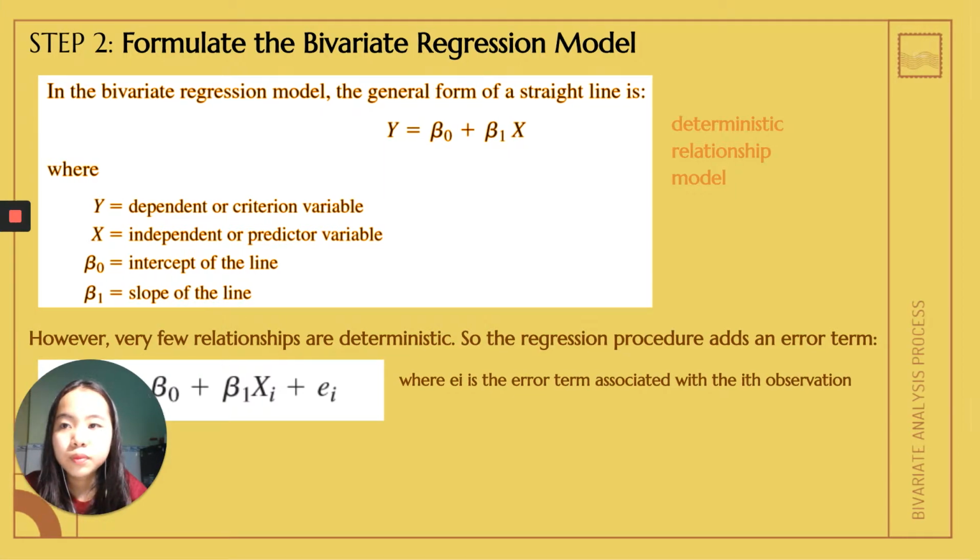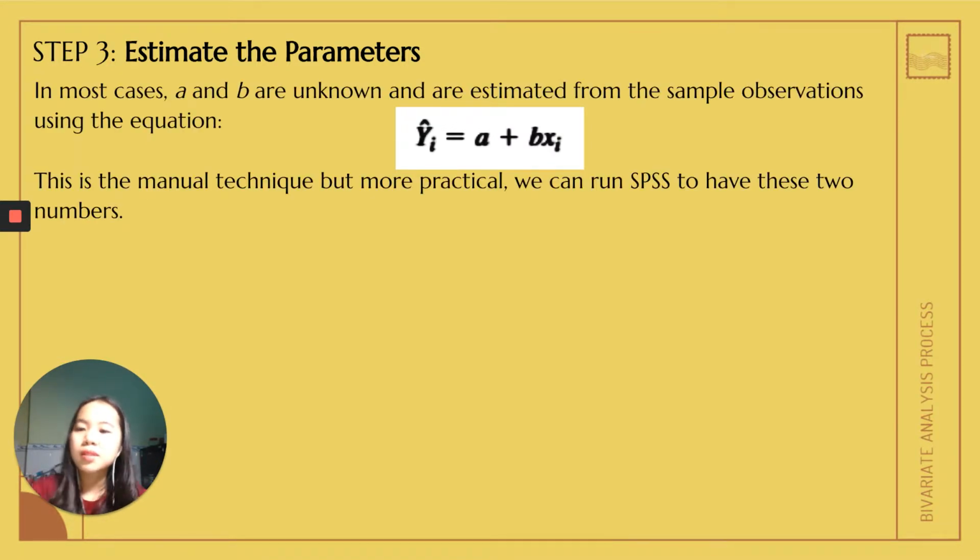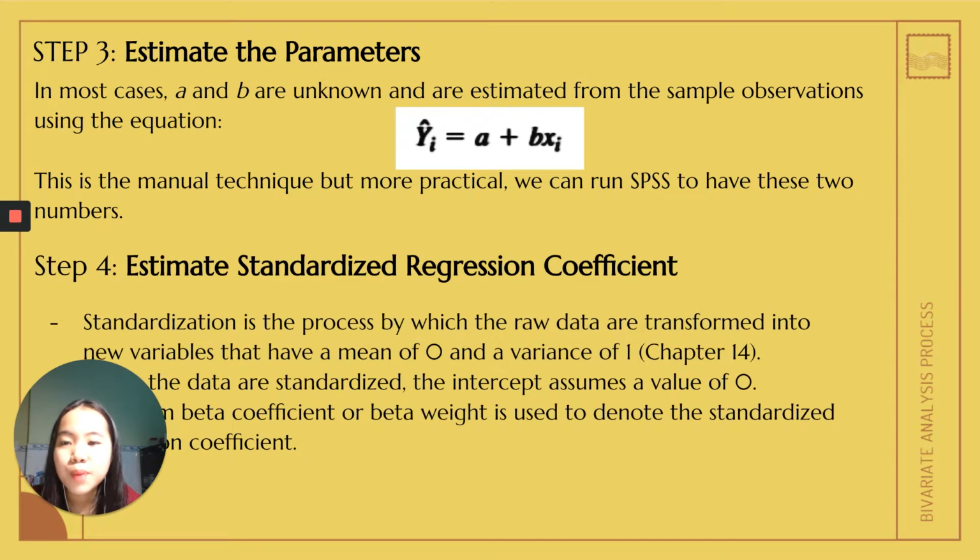Next is step 3, estimate the parameters. In most cases, the slope and the intercept are unknown and are estimated from the sample observations using the equation over here, y_i hat equals a plus b x_i. This is the manual technique, but more practically, we can run SPSS to have these two numbers available on the screen. Step 4 is to estimate the standardized regression coefficient.